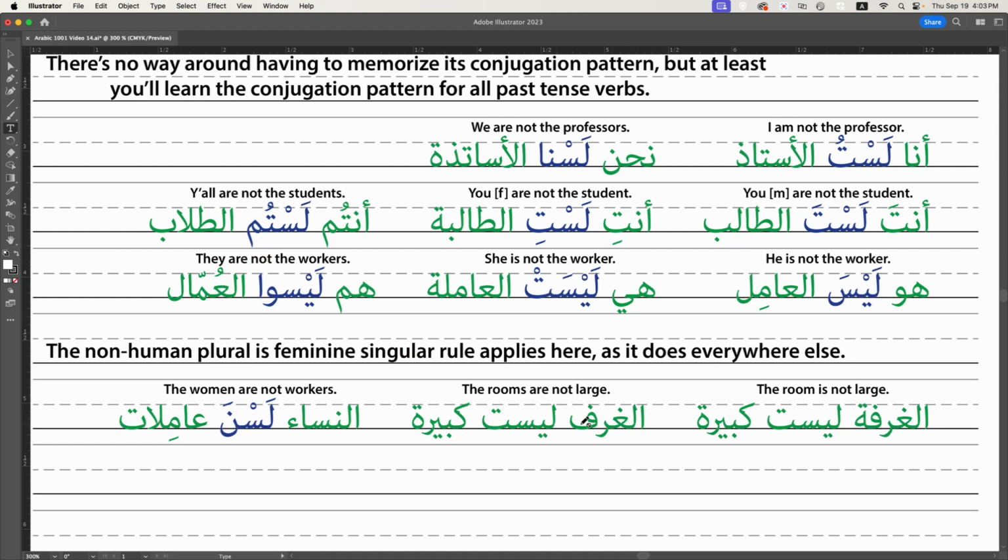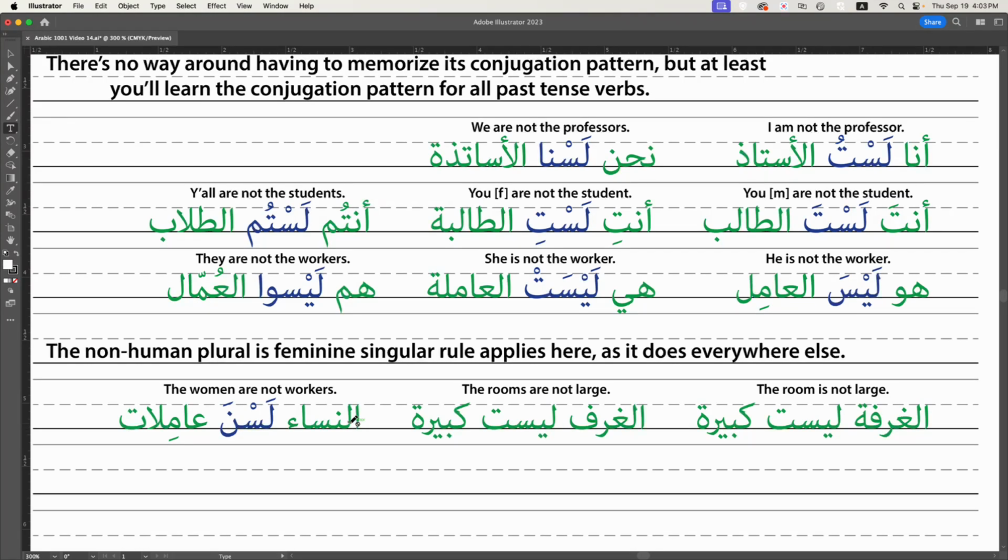If we make it plural, al-ghuraf, non-human plural is still feminine singular, so al-ghuraf laysat kabira, the rooms are not large. These two words won't change at all, because when we go from a feminine singular noun to a non-human plural noun, it remains feminine singular.